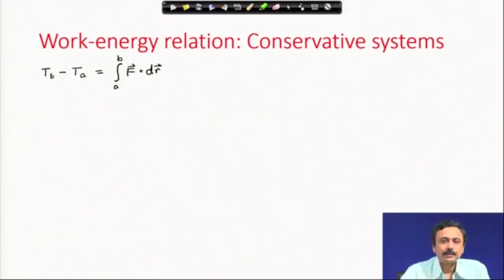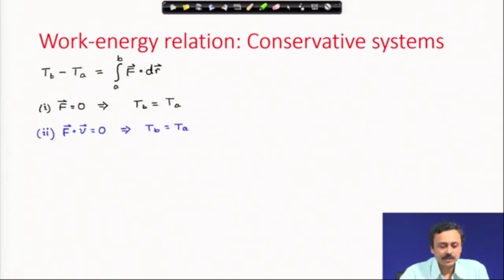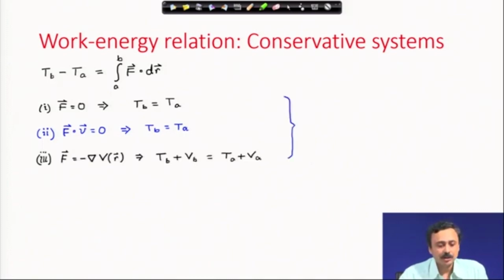Now, let us look at what are known as conservative theorems. There is the work energy relation. If F is 0, then we have just now seen that kinetic energy does not change. If F dot v is equal to 0, then also kinetic energy does not change. Similarly, if F is the negative gradient of a potential function, then the total mechanical energy, as I have shown here, is conserved.